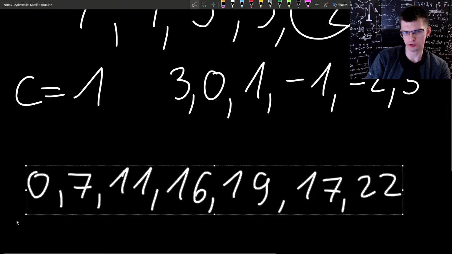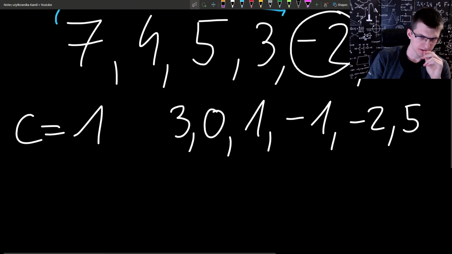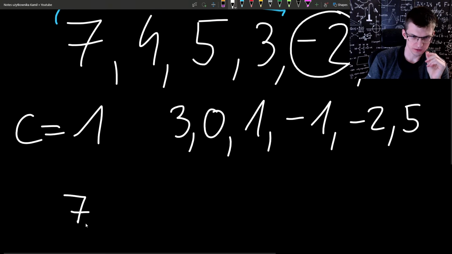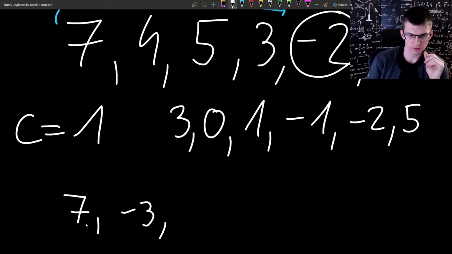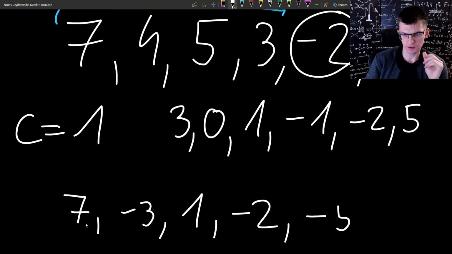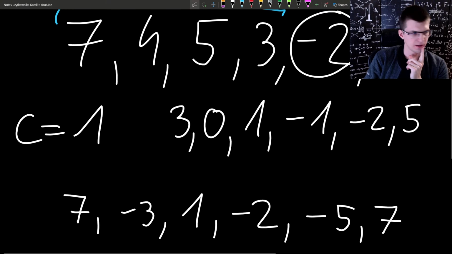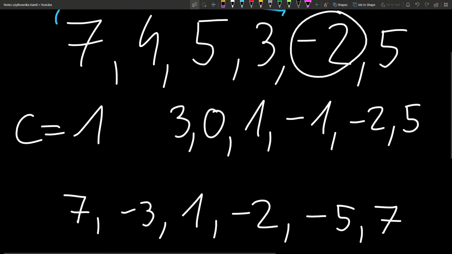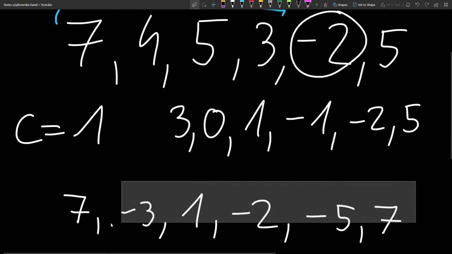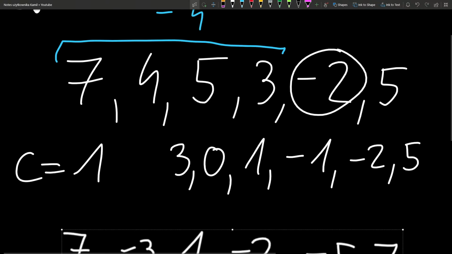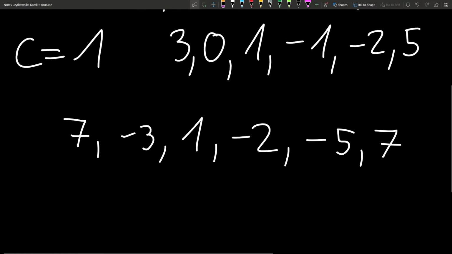So I should here write down the difference between every 2 consecutive values. Plus 1, minus 2, minus 5, and plus 7 from minus 2 to 5. This is the sequence of differences of this starting array. This is A. This is differences.